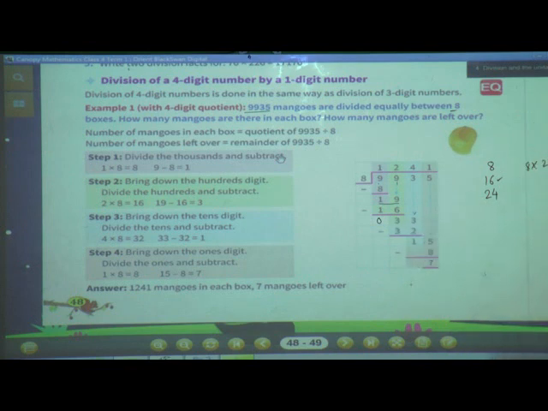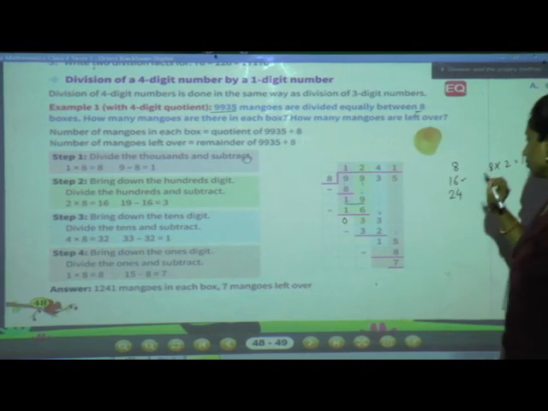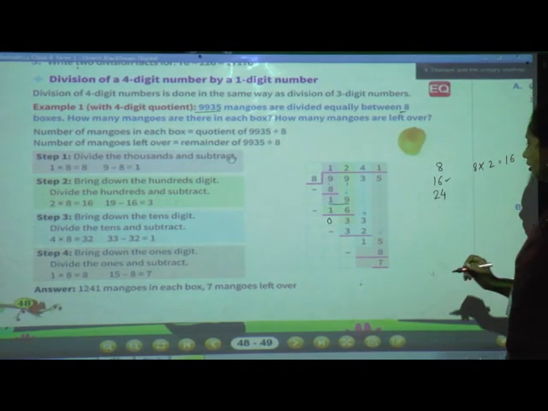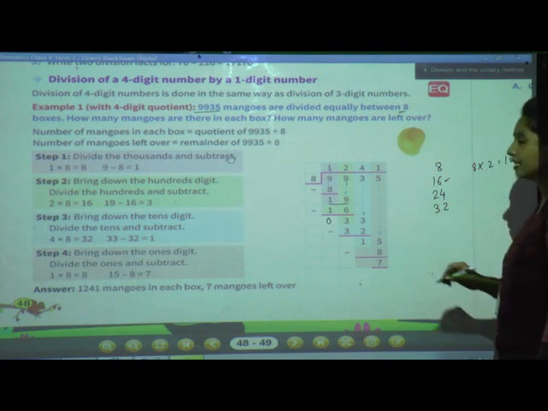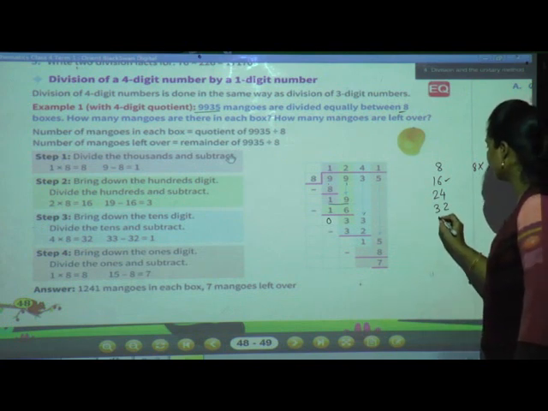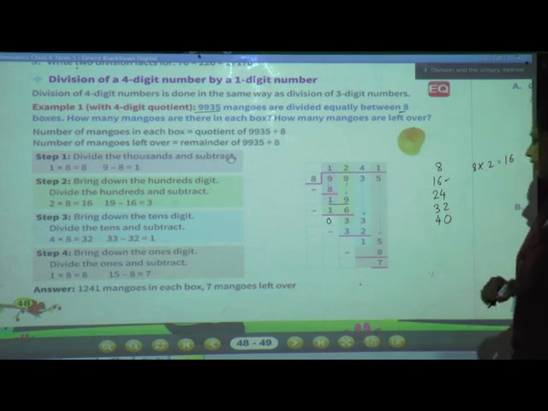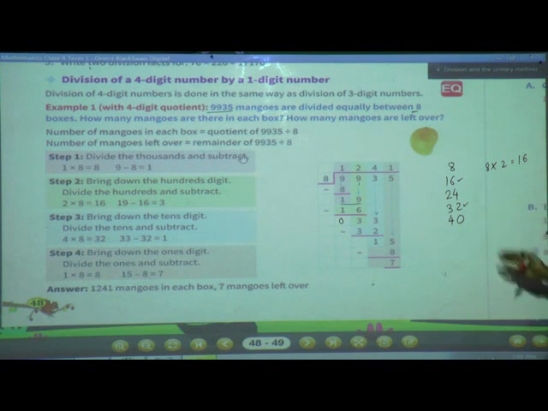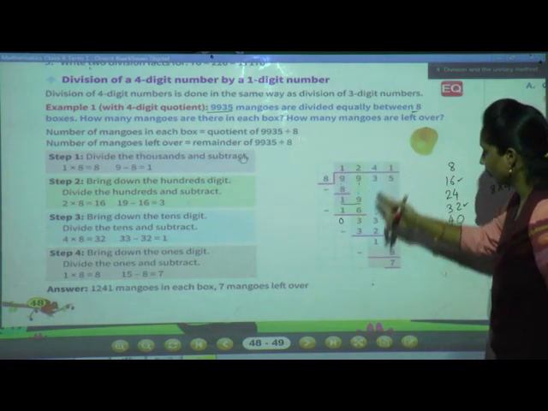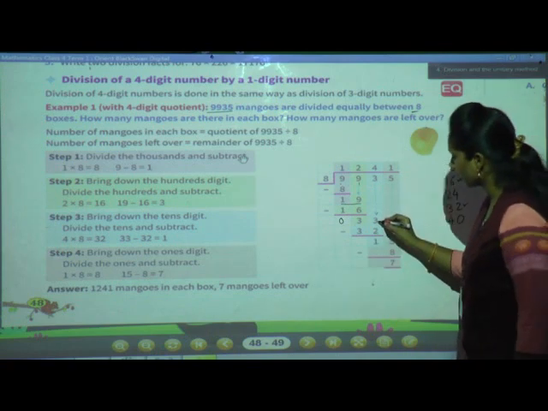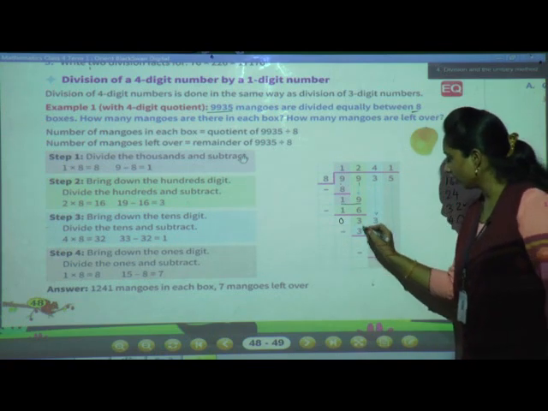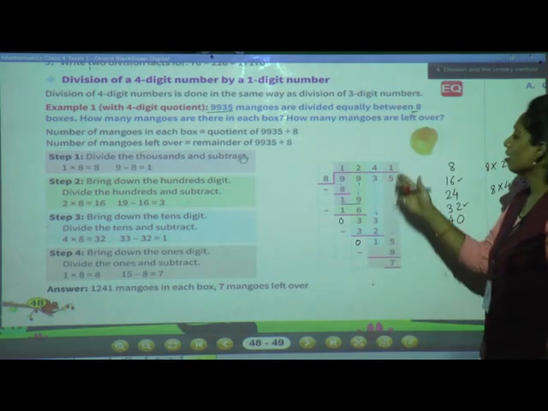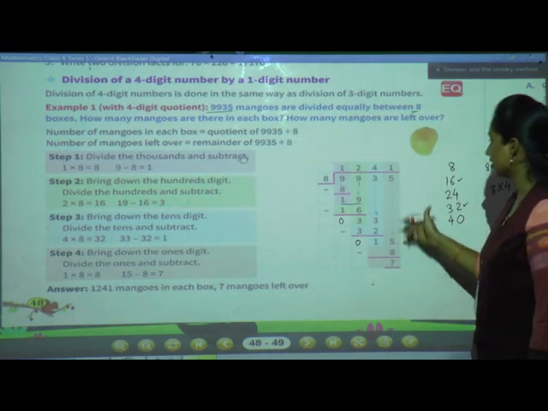Now again see, is 33 there in the 8 table? 8 ones are 8, 8 twos are 16, 8 threes are 24, 8 fours are 32, 8 fives are 40, isn't it? Now 33 is not there. What is less than that? 32. 8 times 4 is 32. Now do the subtraction. 3 minus 2 is 1, 3 minus 3 is 0. So 1 is remaining. Now bring down the last digit, the ones digit, 5.